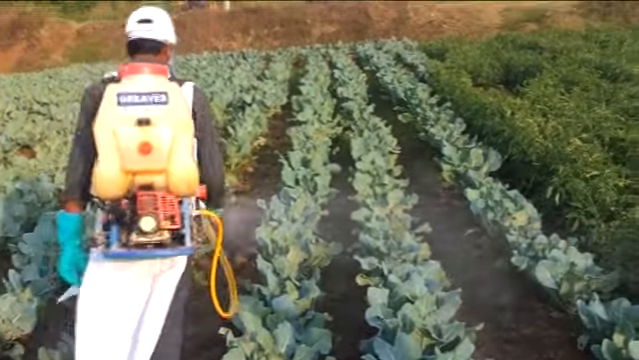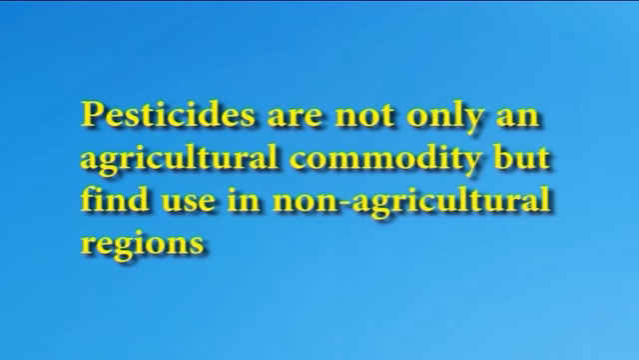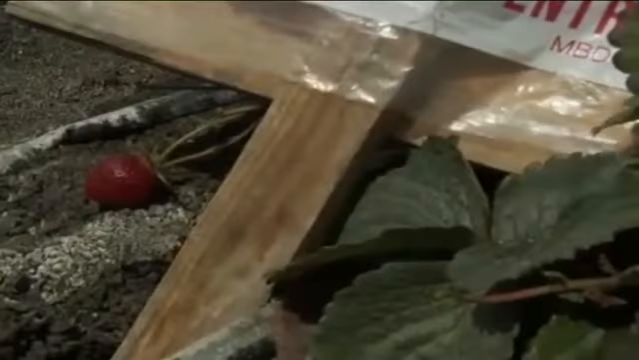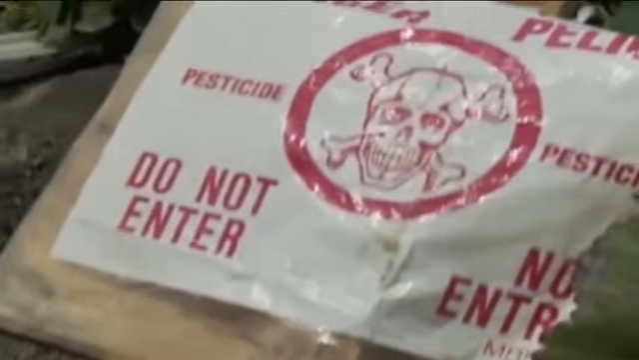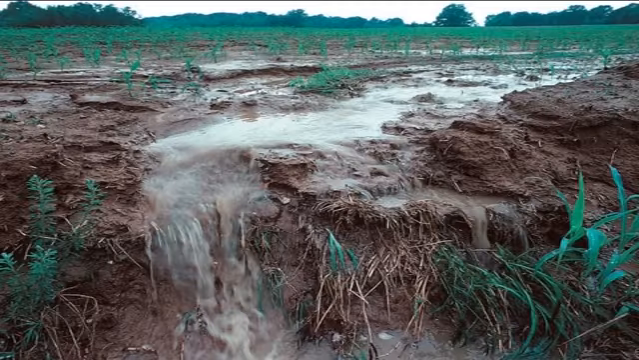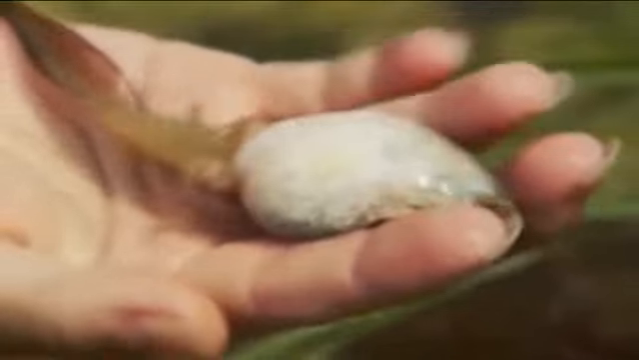Pesticides have become the part and parcel of modern day agriculture. Pesticides are not only an agricultural commodity, but find use in non-agricultural regions. But the very nature of the pesticides to kill renders them harmful for humans and other living beings. Their extensive use has contaminated our soil, water and food, thus risking our well-being.